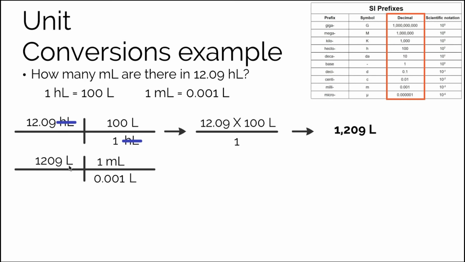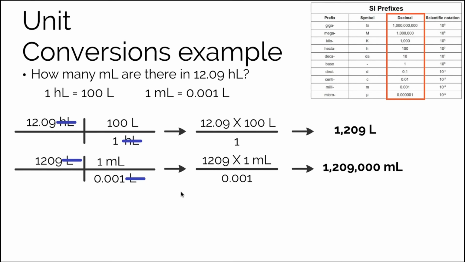All right, again, look for your matching units, liters and liters will cancel out, and we're left over with just the milliliters unit. If you copy this over and you set up your math operation, we get 1,209 times 1 milliliter divided by 0.001. Go ahead and put this into your calculator, and the result that you should get out of this is 1,209,000 milliliters. So this will be your final answer of how many milliliters there are in 12.09 hectoliters.